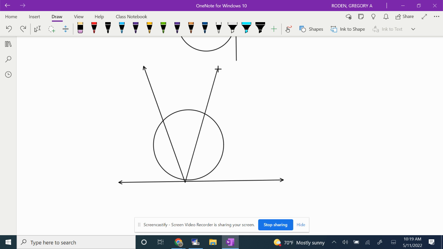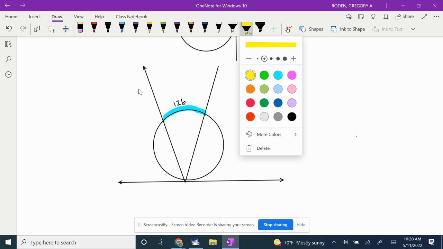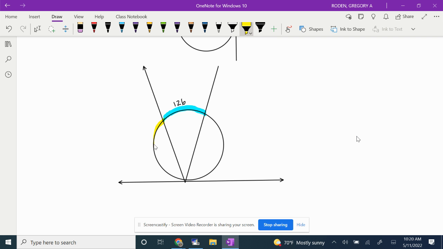All right. Now, here's what this is saying. First of all, this, and I'm going to highlight it because it's kind of hard to see. This arc from here to here is equal to 126, okay? All right, 126. Now, this arc, and I'll do it in a different color, I'll do it in yellow. This arc from here to here, Caitlin, that's the 92.